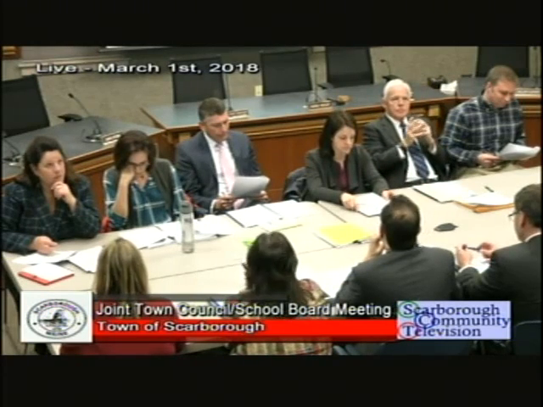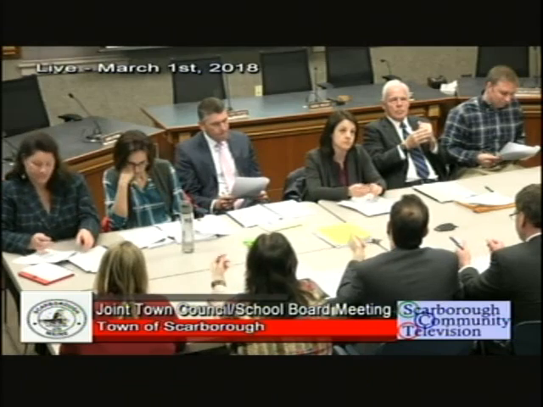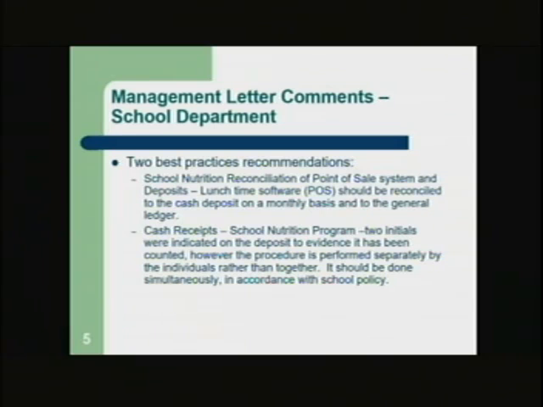So before we go into the financial statements, we'll go into the management letter comments we had for the school department. Again, also two best practice recommendations for the school department, and actually that should say three. There's actually three items in our letter. I missed one when I put the slide together. But the first comment is regarding the school department has a new point of sale system, and there weren't procedures to reconcile the totals from the monthly point of sale system to the general ledger, and so we're recommending that a procedure be put in place to do that on a monthly basis.